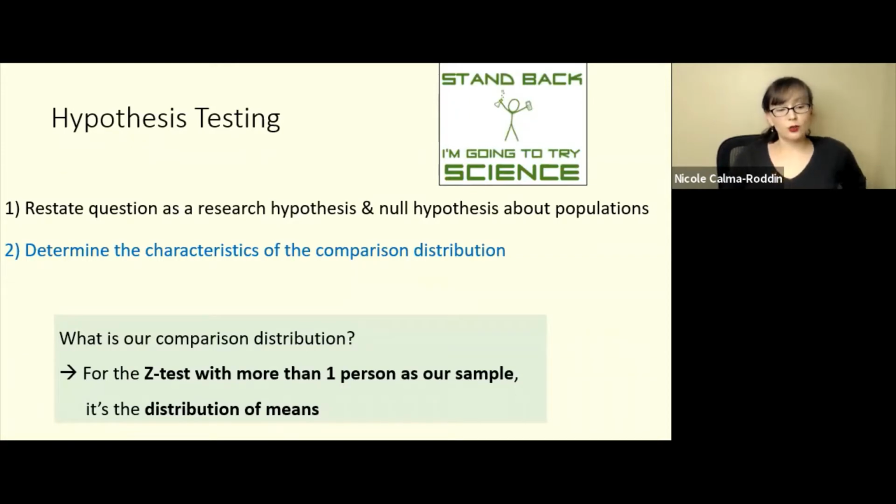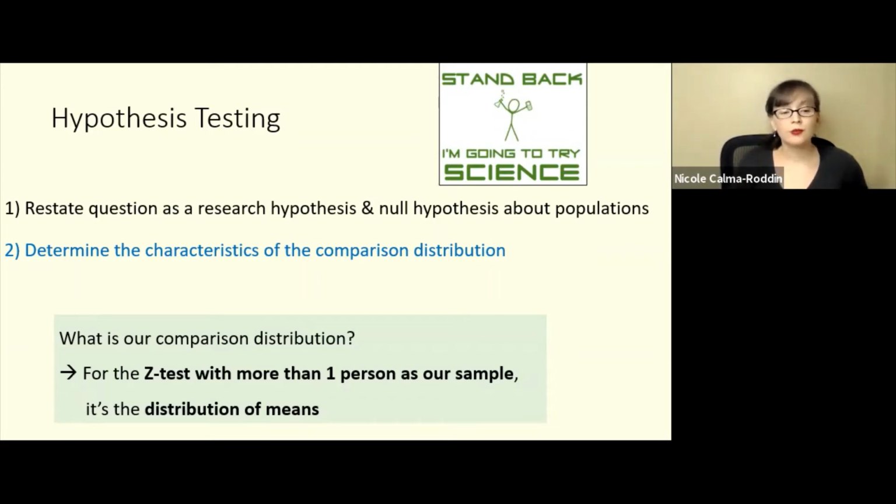So in general, we're going to restate our question as a research hypothesis and null hypothesis about populations, just as we normally would. Step 1 stays exactly the same from our original hypothesis test. And we're going to see that while the wording of that research hypothesis and null hypothesis might change slightly from test to test, step 1 generally happens the same way all of the time.